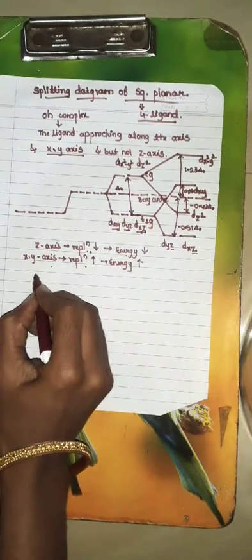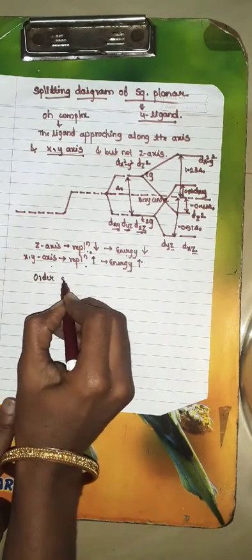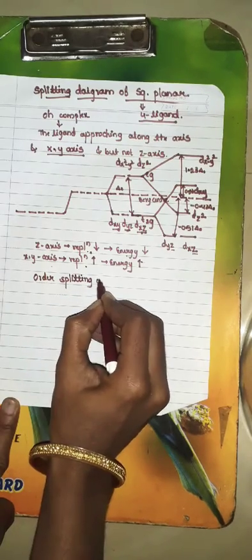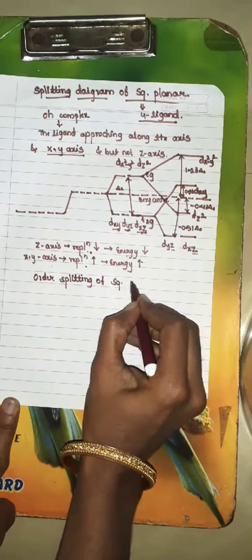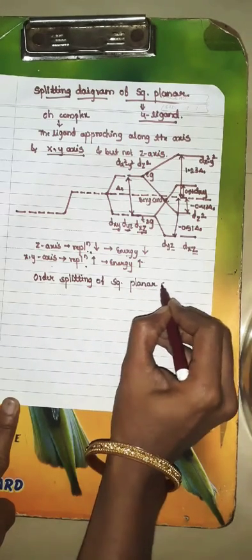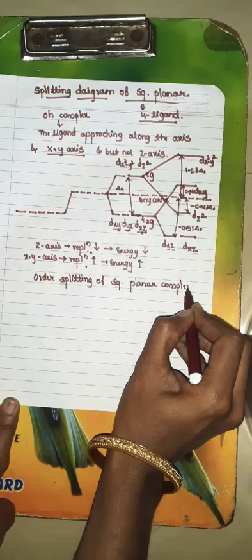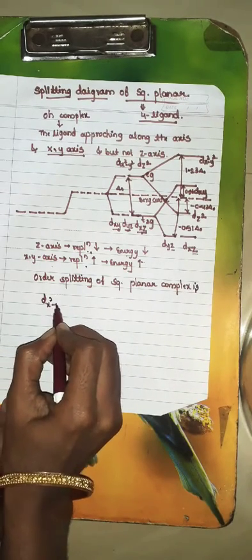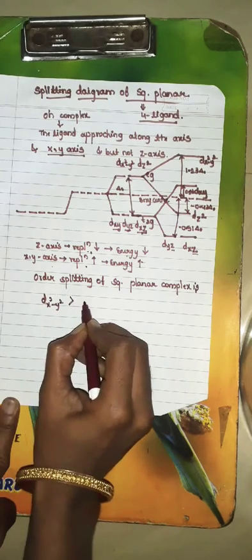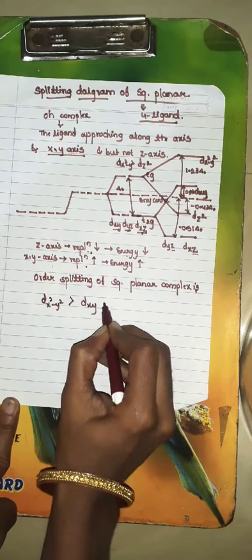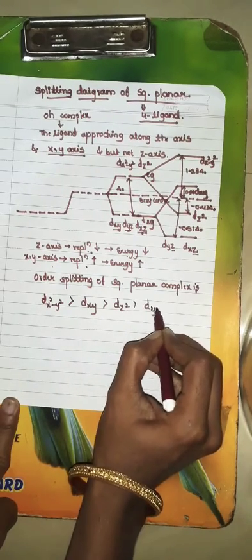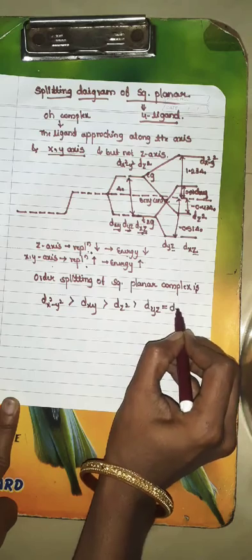The order of splitting of square planar complex is: first one is dx square minus y square, which will be greater than dxy, then dz square, then dyz, which is equal to dxz.